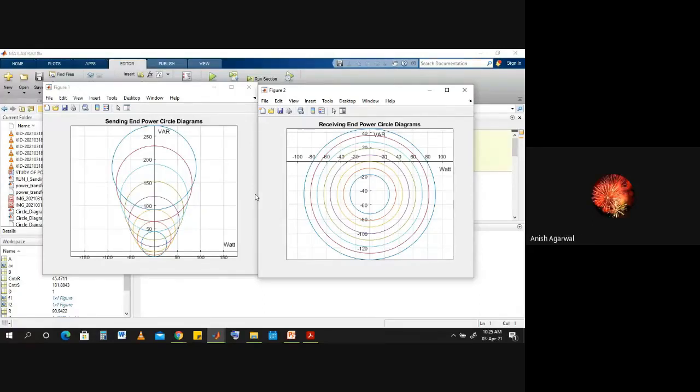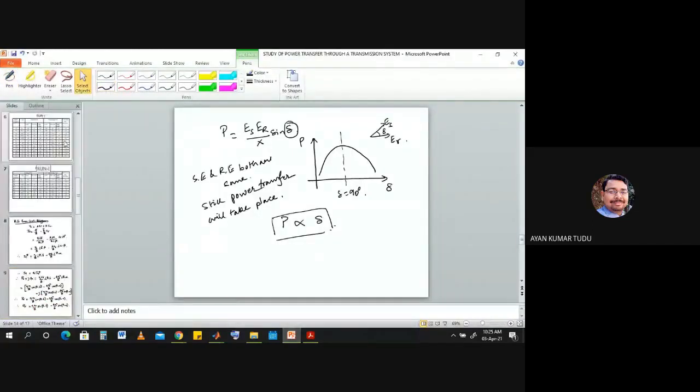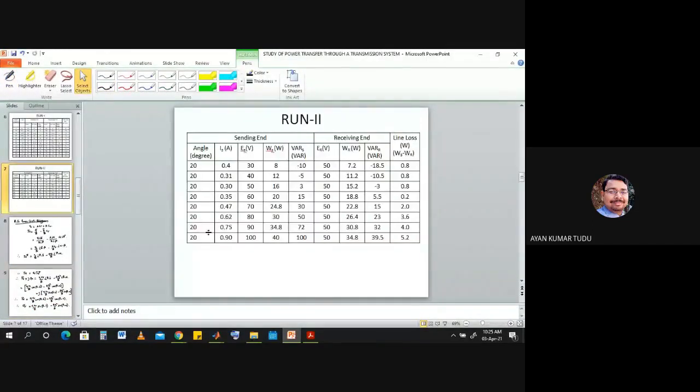As in the previous case, from the value of delta we will find out the corresponding var S, that is the sending end var value, and the var R, the receiving end var value. The values can be seen from here. So here are the values that we are getting.